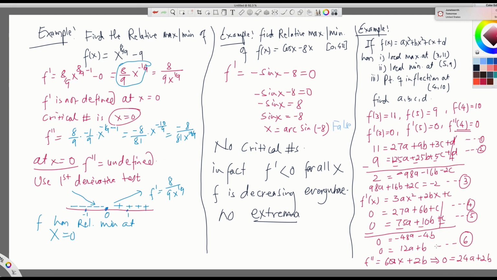What do you get? F double prime of 4 equals to 0 implies 0 equals to 24a plus 2b. Basically, you get exactly the same equation there. So you will get basically 12a plus b. So you don't have to do that because we got the same equation. You don't have to do this part, okay? You can solve equation 3 and 4. You see that? Equation 3 has 98a plus 16b plus twice c minus 2 equals to -2, and that has 27a plus 6b plus c.